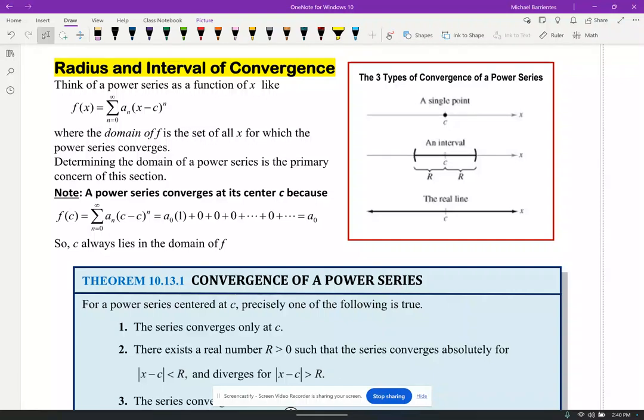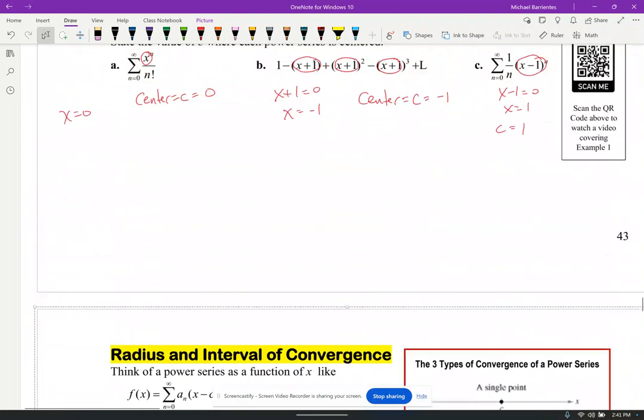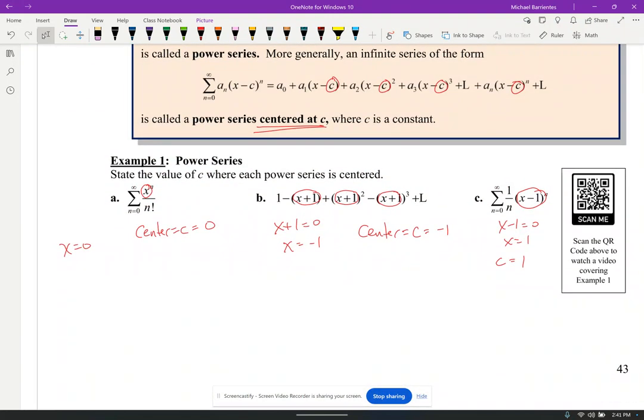In video number 2 here, we're going to be looking at radius and intervals of convergence. So let's go back and talk about what we're trying to do. Remember that we're talking about power series, and power series are infinite series. Just as an example, we'll use this one. We have an infinite series, so we're adding an infinite number of terms.